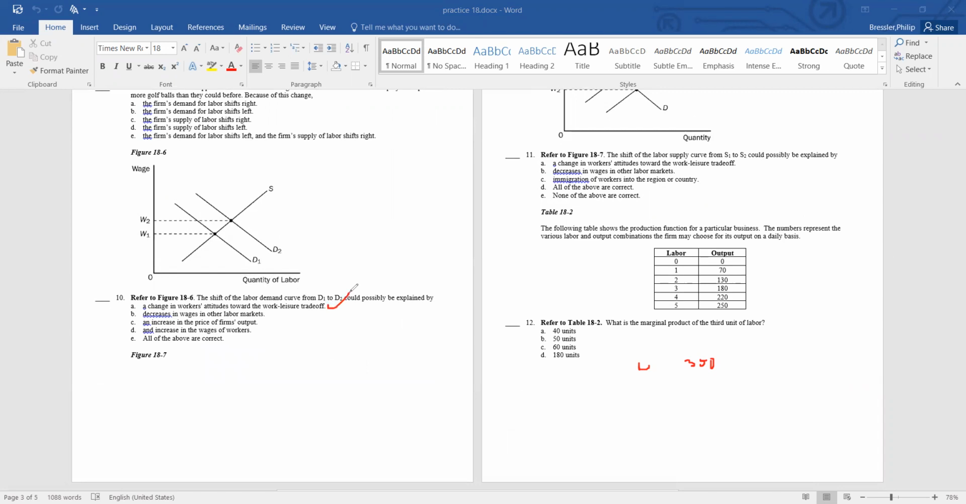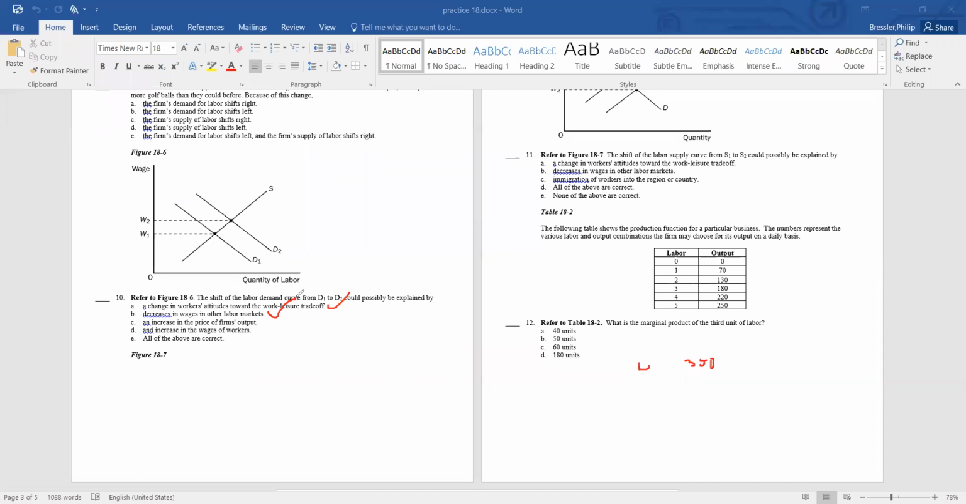That's a supply shifter. Decreased wages in other labor markets, that's a supply shifter. Now, let me explain why. So say the wages in Baltimore City for teachers decrease. That would increase the supply of teachers in Baltimore County, because the teachers in Baltimore City, after getting a decrease in pay, would look at other places for jobs and would come to Baltimore County to work. So A and B are supply issues.